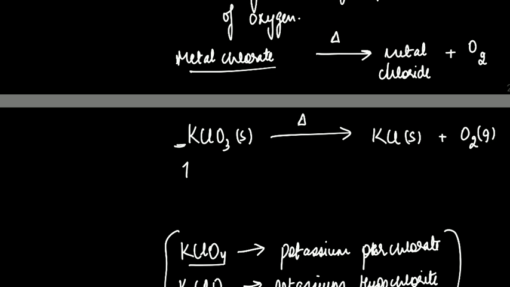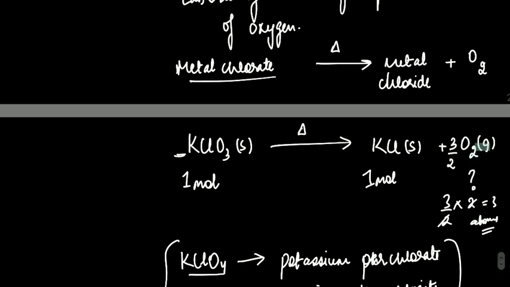If we are going to take this as 1 mole, then they are asking how many moles of oxygen are going to be formed. So 1 mole of KClO3 will definitely give us 1 mole of KCl. So how many moles of oxygen are we going to get? It's going to be 3 by 2, again 3 by 2 into 2 oxygen atoms. This will cancel and we will get 3 atoms of oxygen like this. So this 2 and this 2 will get cancelled, so we have on both sides 3 oxygen atoms.